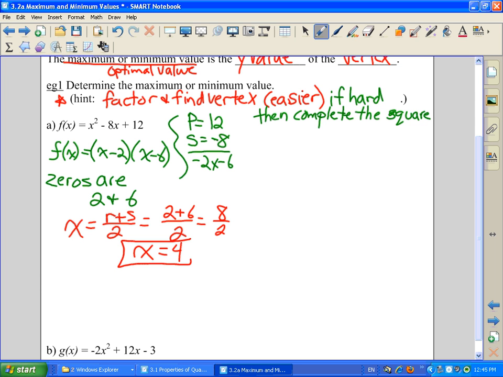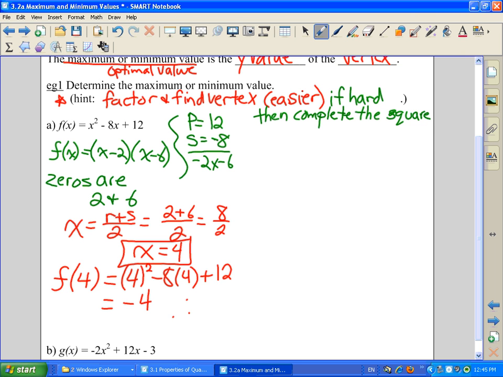That's our axis of symmetry, but it's also the x-coordinate of our vertex. So you're going to sub that value into the function. Wherever you see an x, you're going to replace it with a 4. So it's going to be 4 squared minus 8 times 4 plus 12. Simplify that in your calculator. You get 16 minus 32 plus 12, which should give you -4.